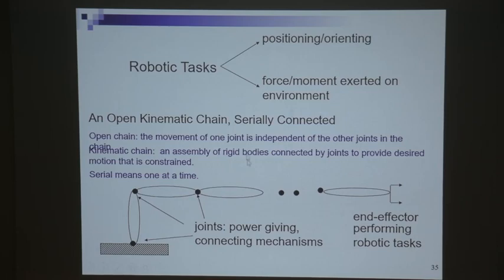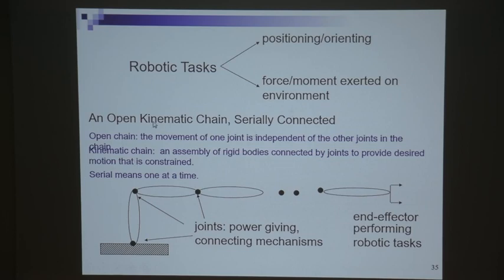A typical robotic manipulator can be considered as something called an open kinematic chain, serially connected. An open chain means that the movement of one joint is independent of the other joints in the chain. This is the definition of an open chain. Then of course you will ask what is considered a closed chain. A closed chain means that the movement of one joint will cause the movement of the other joints, so they are not independent.